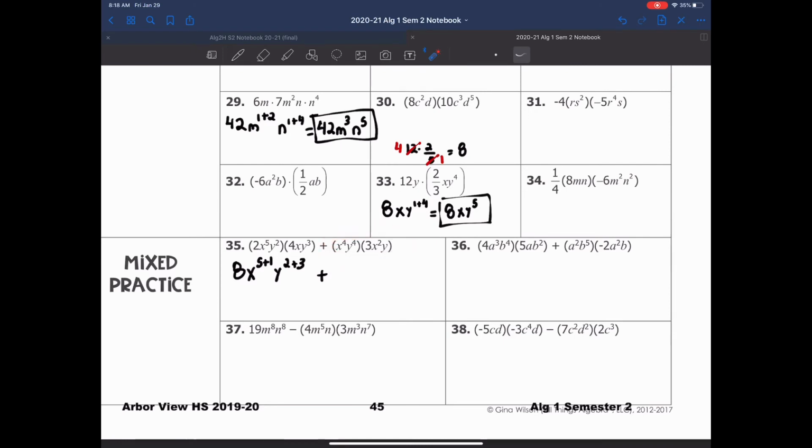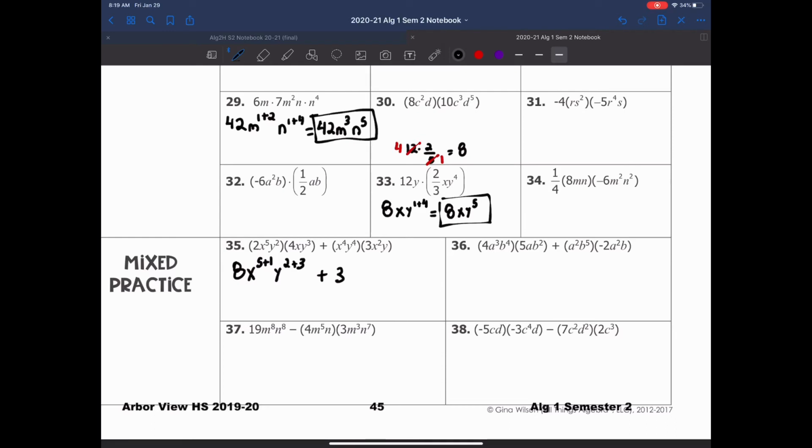Again, PEMDAS tells us to multiply first. So we're going to have to multiply these two things before we can add stuff together. So I have x to the 4th times x squared. Obviously, we have a 1 for a coefficient here, right? If we don't see a number, we assume it's 1. And I have a 3 for a coefficient here, so I'm just going to write 3 for the coefficient.